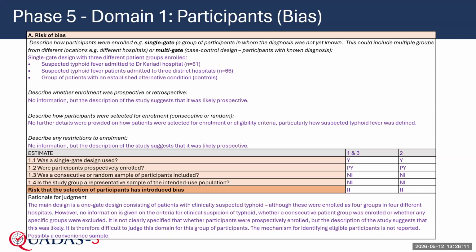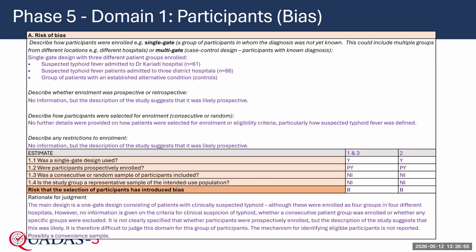So we've got a single gate design, but with three different groups of participants. We've got the suspected typhoid fever admitted to Dr. Cariadi, the suspected typhoid fever from the district hospitals, and those controls with alternative conditions, but our estimates aren't based on those. We've got a question on whether enrolment was prospective or retrospective. It's not clearly described, but the description suggests that it's likely prospective. And is there any more detail on how participants were selected for enrolment, whether that was consecutive or random? We're lacking information there.